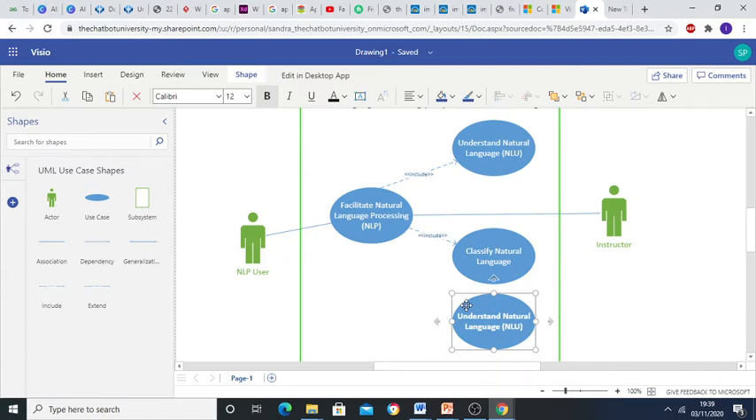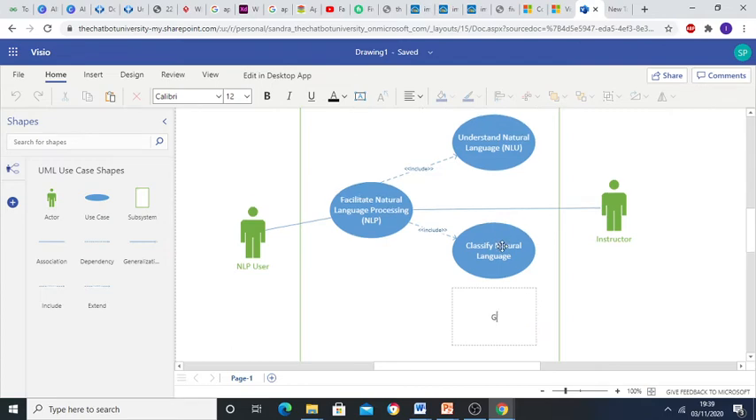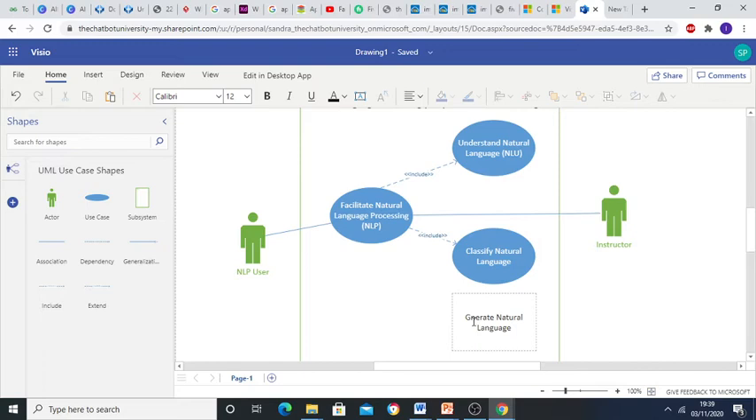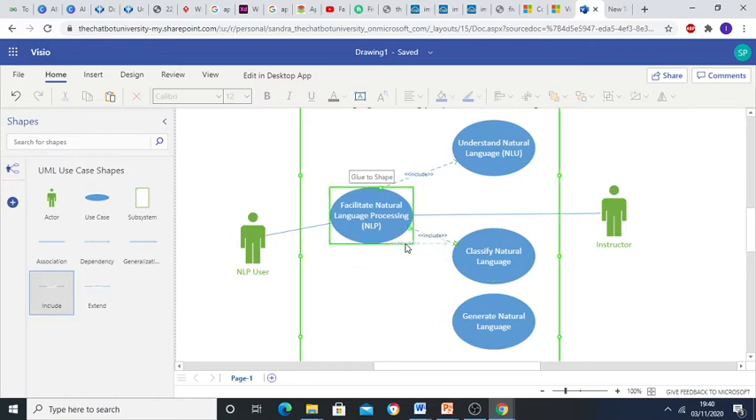Another thing that you do is that you generate natural language. It's called natural language generation, NLG. But the phraseology, I did not like that. From a use case protocol point of view, it must be verb first. That's why I've changed that. So here, you see includes.